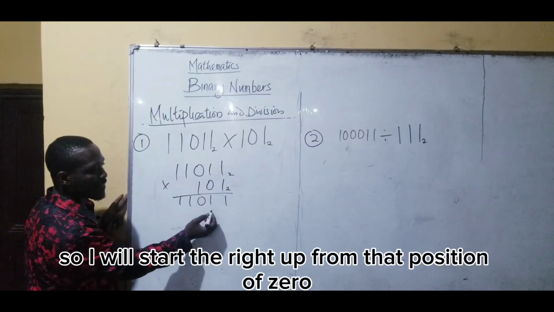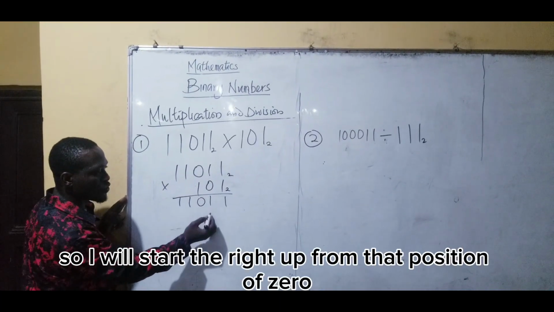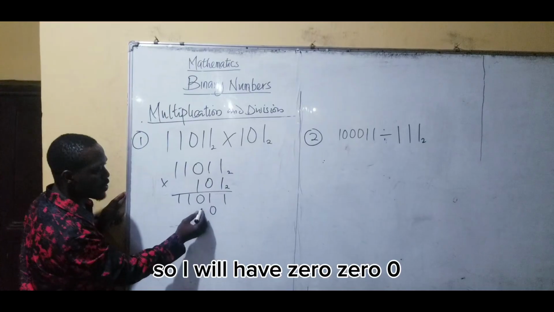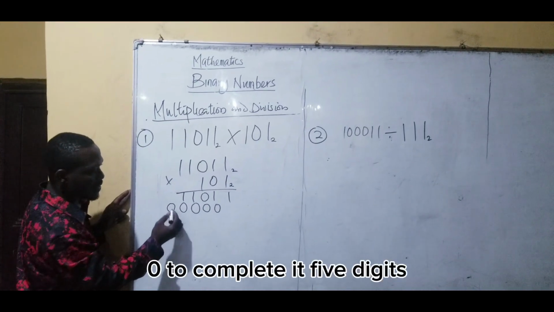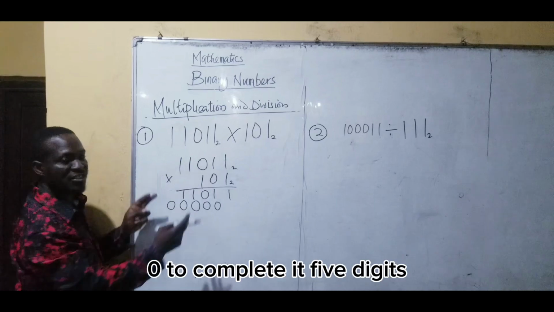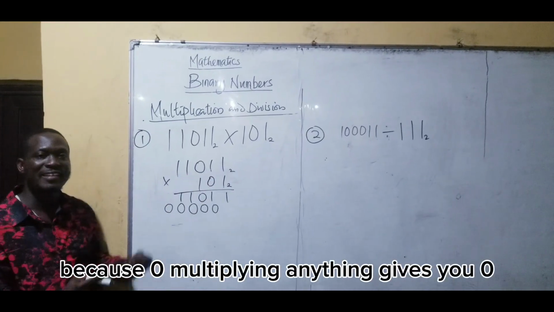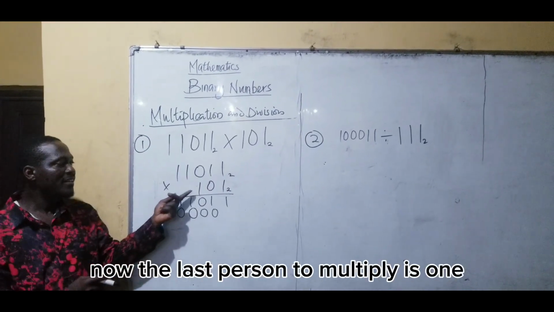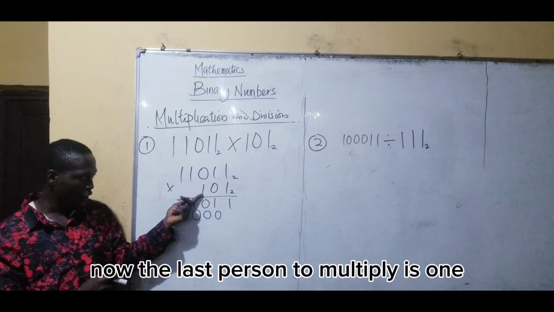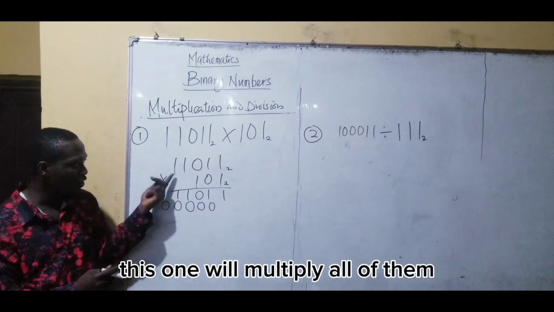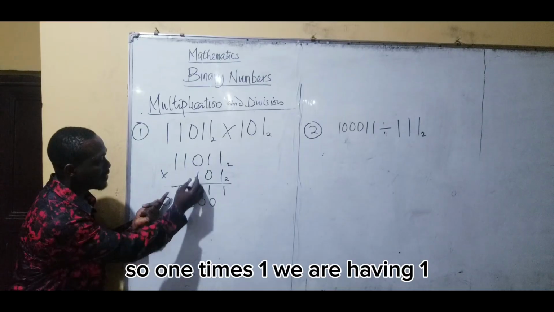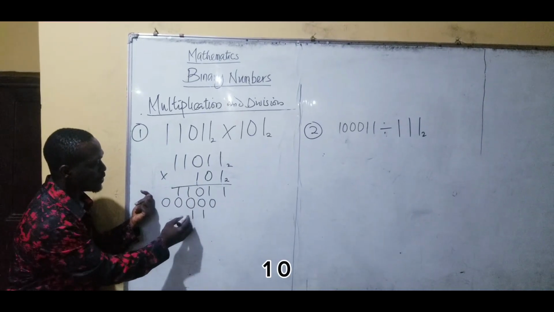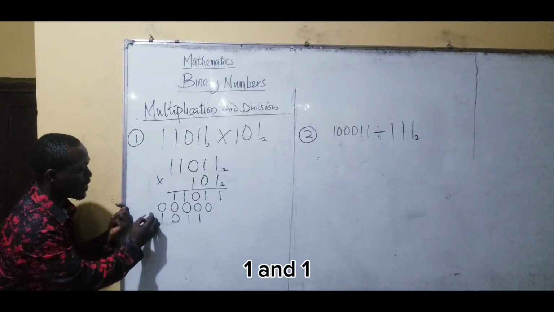So I will start from that position of 0. So I will have 0, 0, 0, 0, and another 0, to complete it to 5 digits, because 0 multiplying anything gives you 0. Now, the last digit to multiply is 1. This 1 will multiply all of them, just like the previous one did. So 1 times 1, we are having 1, 1, 0, 1, and 1.